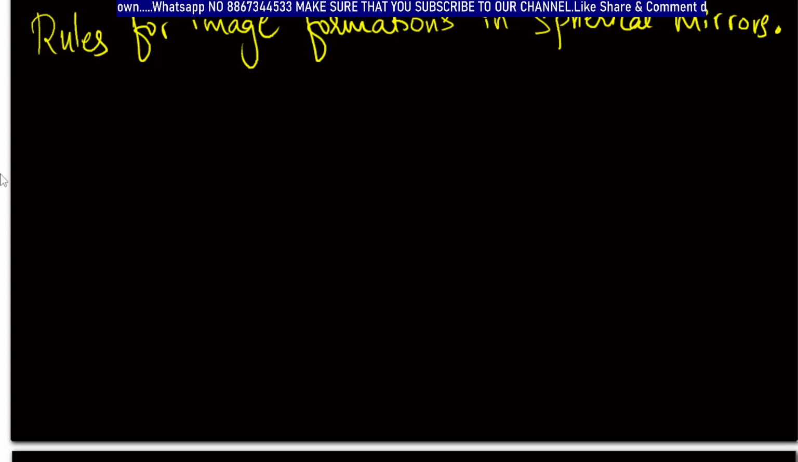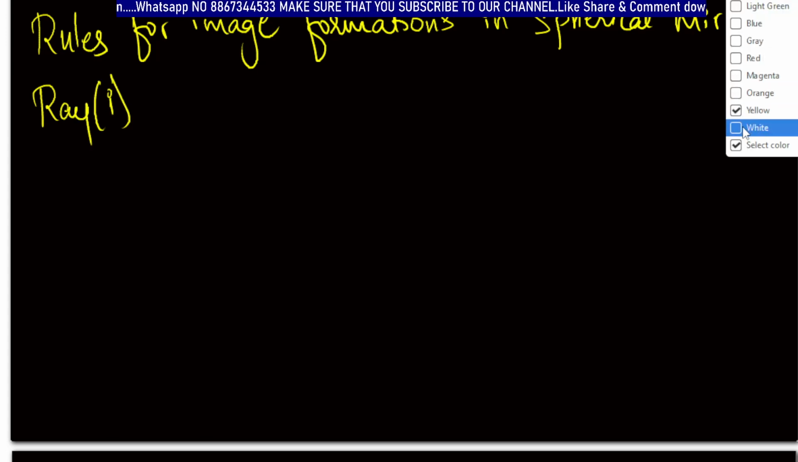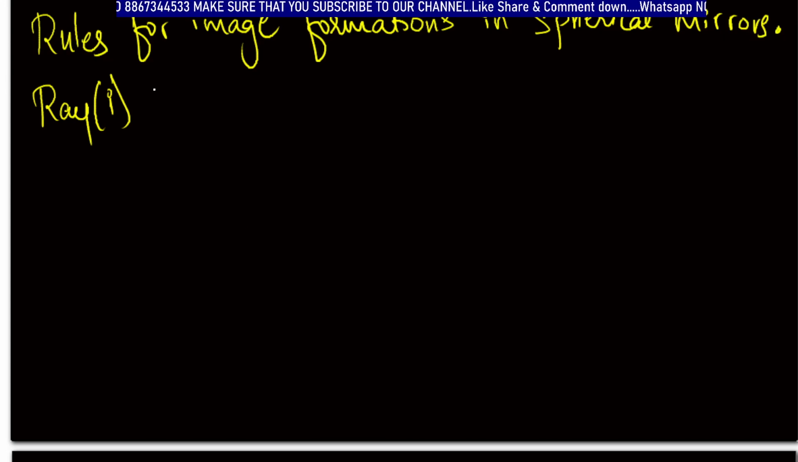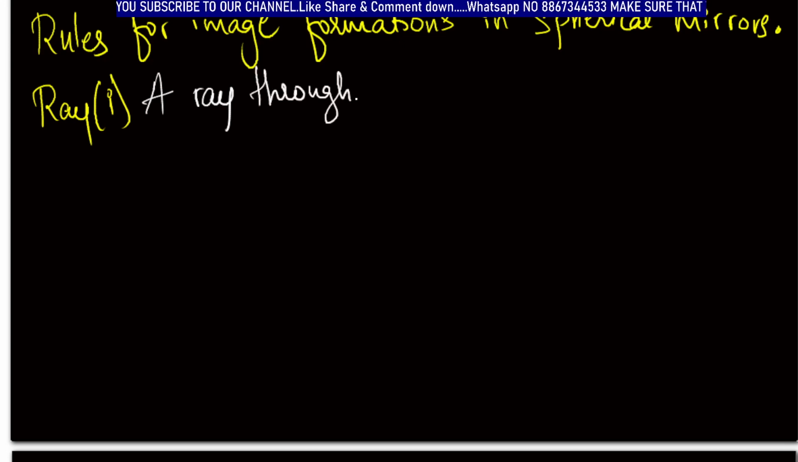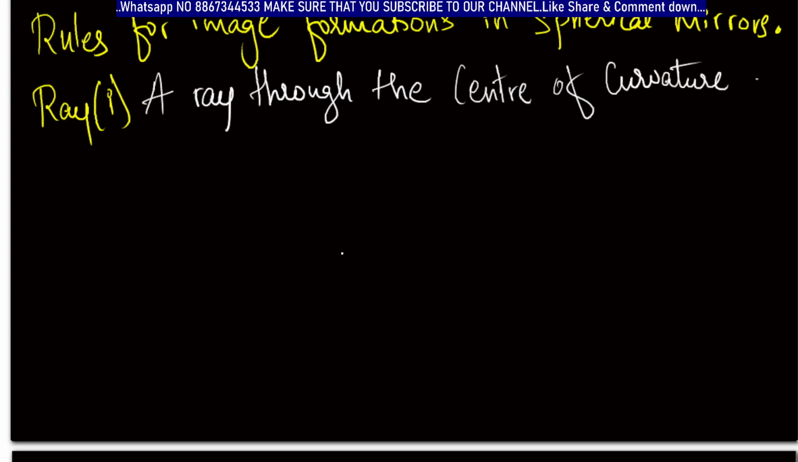So the first thing is, to get any type of ray diagram in case of spherical mirrors, there are some specific rays that are considered to form a ray diagram. So the first ray, ray 1. What does this ray 1 mean? The ray 1 is a ray through the center of curvature. First ray is the ray through the center of curvature.